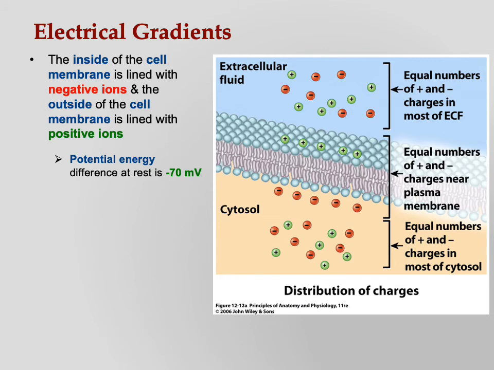Now, why is it negative? We've been saying that before. Because we pumped more positives out. 3 sodiums went out, only 2 potassiums went in. That means the outside is relatively more positive. The inside is relatively more negative. So that's why it's negative.